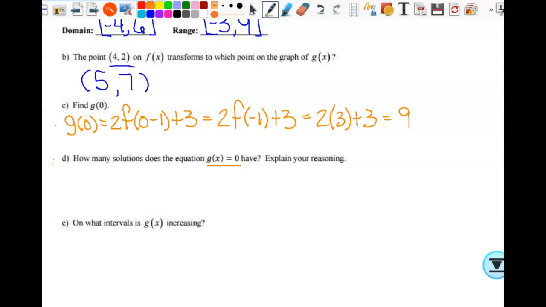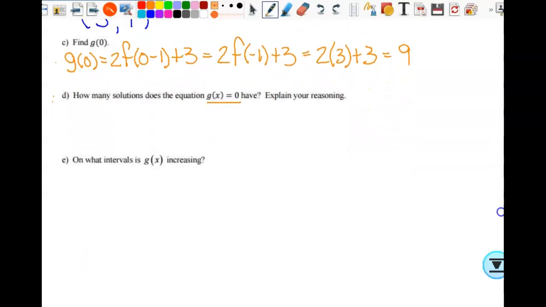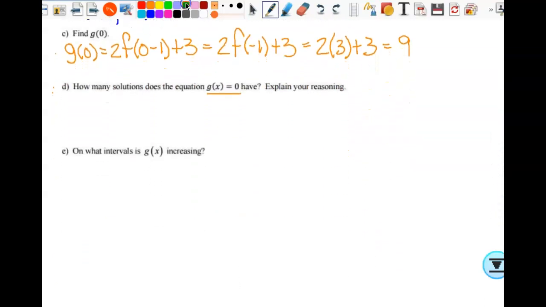Okay, so if I had a graph, f of x equals 0 right here, right? How many times does f of x equal 0? 3 times, right? But that's not what I'm being asked. I'm being asked for g. So I'm going to take g, the equation I have right there. So I know that g of x equals 2 times f of x minus 1 plus 3, right? All right, so that is what I want to set equal to 0.